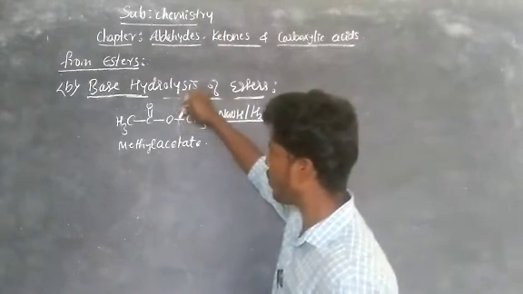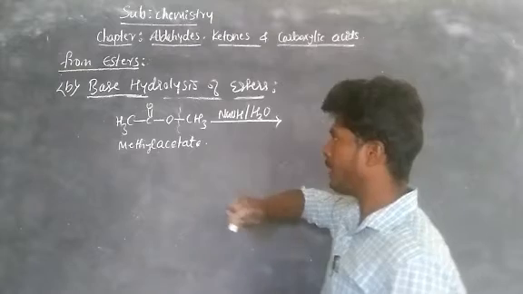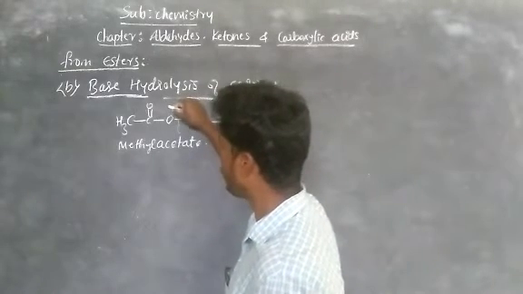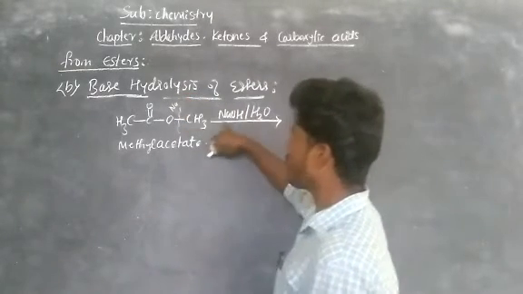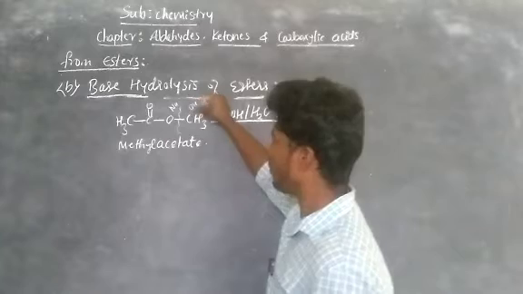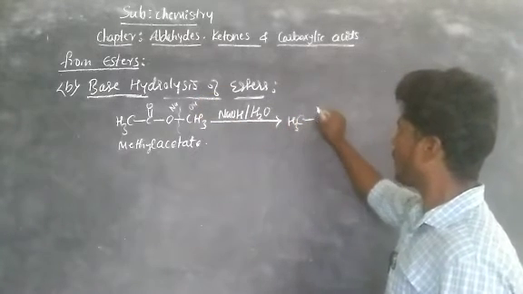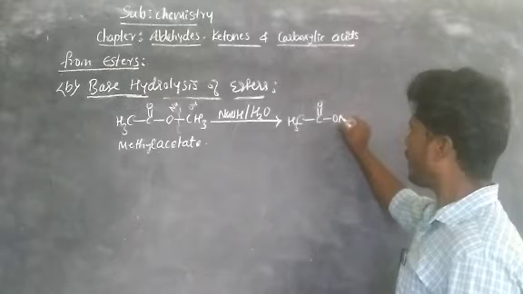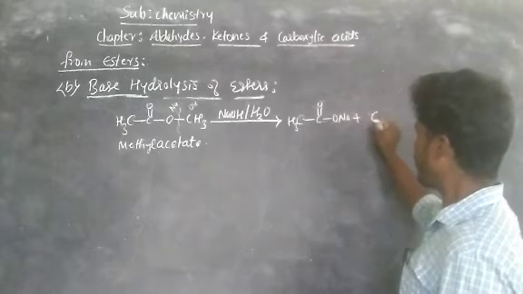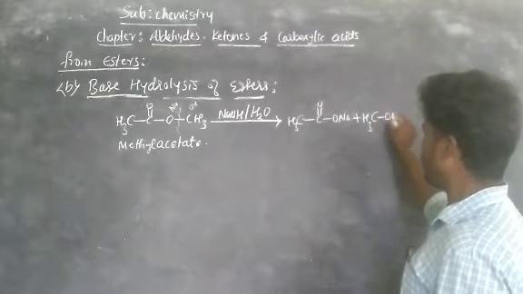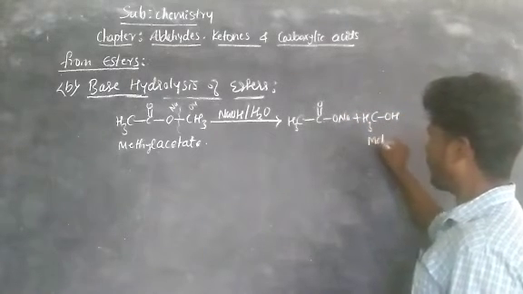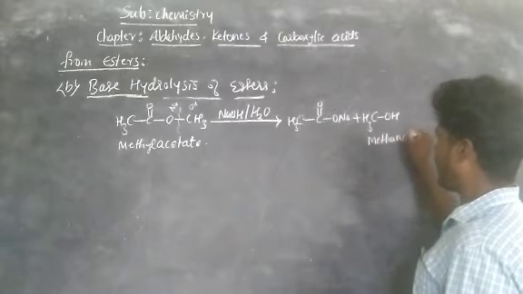The bond will be cleaved here and the reaction will continue. Here Na, and here OH. So what you get? CH3 bond C double bond O Na, plus the remaining is CH3 bond OH. What is its name? Methanol is the byproduct.